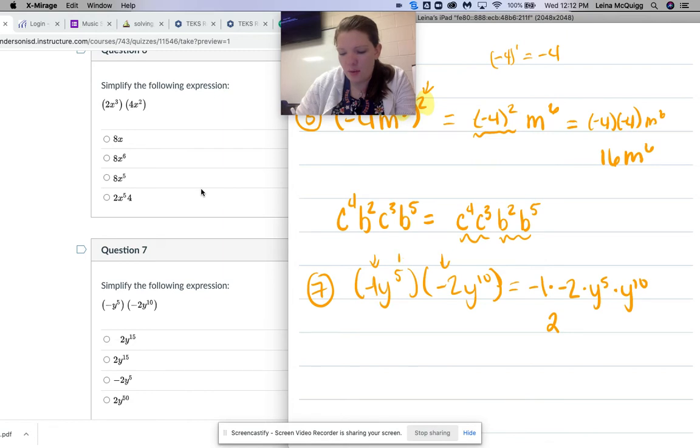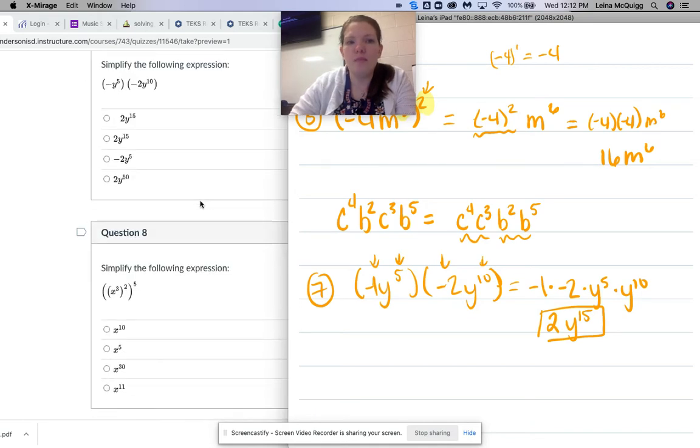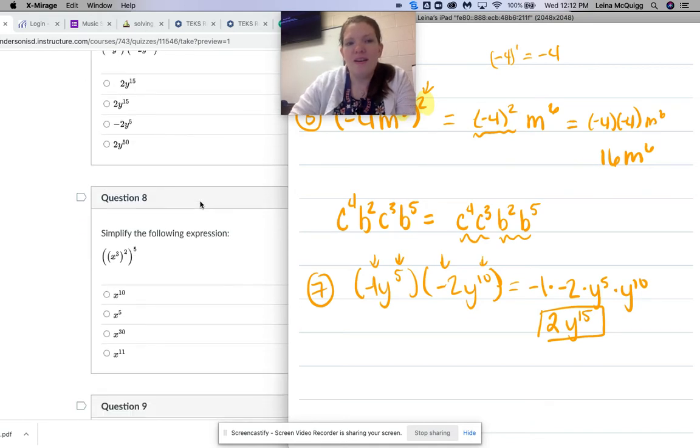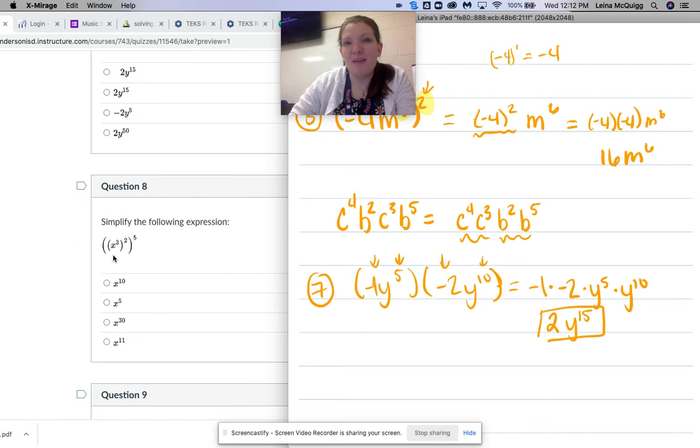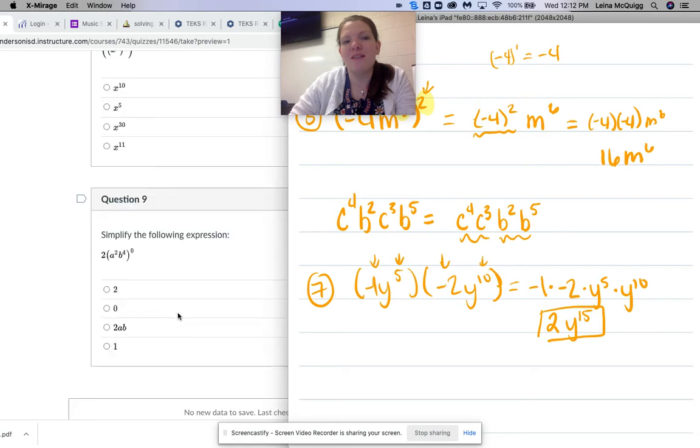And then when I multiply variables, I add their exponents. So I have a 5 plus a 10. That's going to give me y to the 15. Okay, so use the same concept to do number 6. Those are very similar. This one, I feel like people are making it a lot more difficult than it really is. So just remember, you're multiplying your exponents. When you raise a power to a power, you multiply the exponents. So 3 times 2 is 6, times 5 is 30, x to the 30.